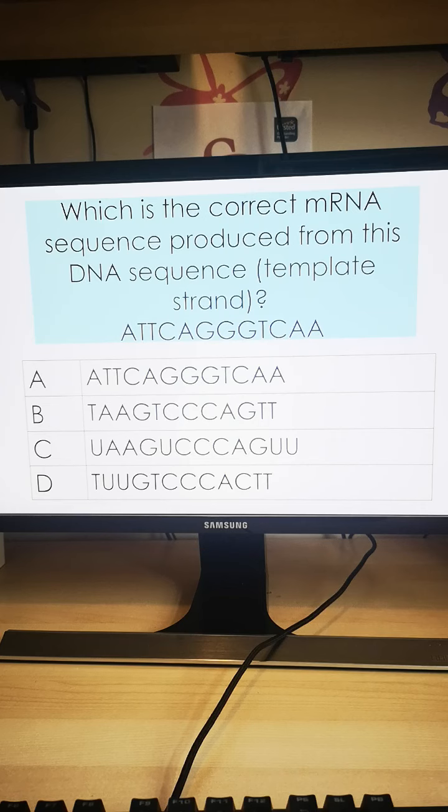Which is the correct mRNA sequence produced from this DNA template strand? Okay, I'm going to show the answer now. Okay, so C was complementary, but in RNA, so it's got uracil in there. So well done if you got that one.